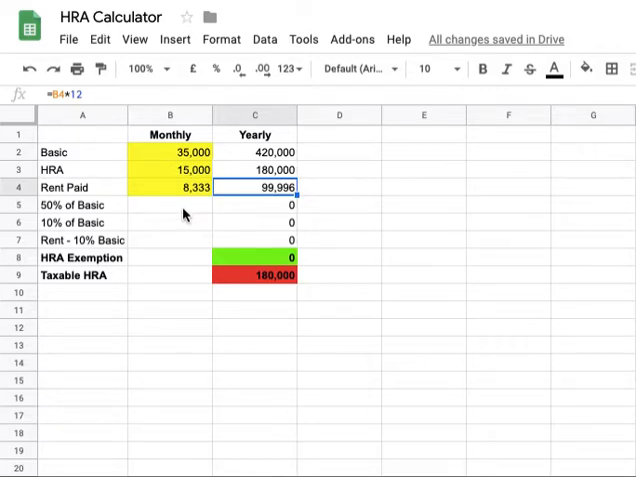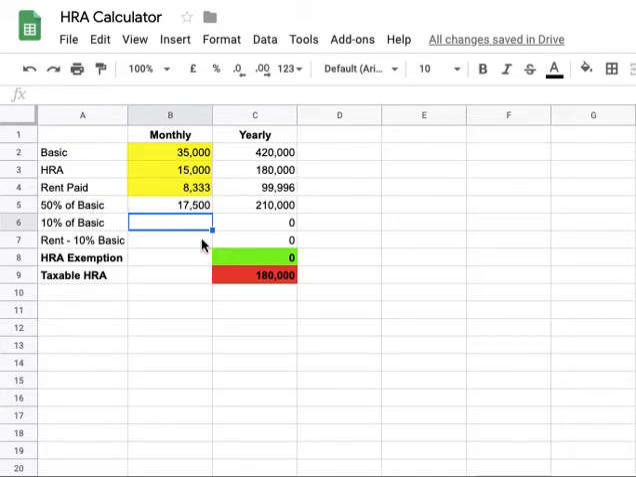Now, there are three calculations that you have to do. The first is 50% of the basic. I'll tell you why we're doing 50% of the basic. Let's just do it. This is 17,500, which is essentially 2.1 lakhs per annum. Now, the income tax department has divided the cities into two categories: metro cities and non-metro cities. For metro cities, you have to calculate 50% of the basic. Metro cities are cities like Delhi, Mumbai, Hyderabad, and non-metro cities are anything apart from those metro cities. For non-metro cities, you have to do 40% of the basic. I'll do that for non-metro cities as well, but for now, let's just focus on metro city.